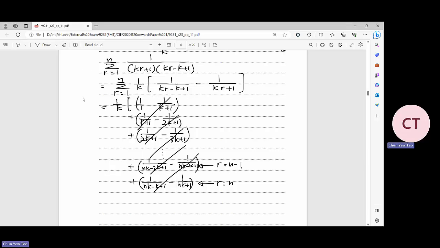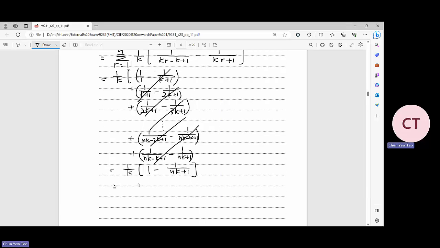Okay, so what we have here is that we can write this as 1 over k of 1 minus 1 over nk plus 1. You can erase away the r equal to n minus 1 and also r equal to n. So this will be the series. You can leave it like that. Of course, if you want, you can combine them to become nk plus 1 minus 1 over nk plus 1, then simplify further. You can get n over nk plus 1. This will be nicer. Okay, that will be part A.